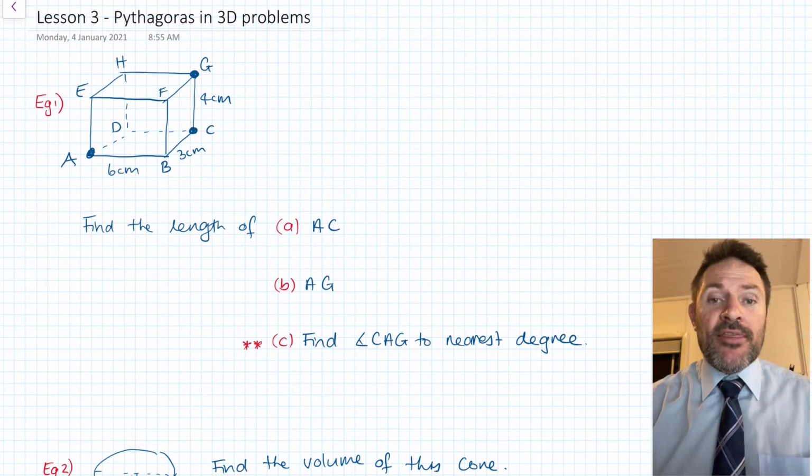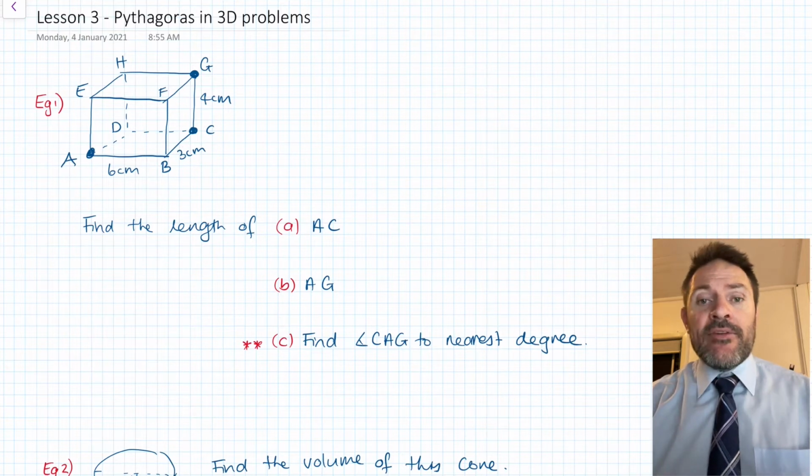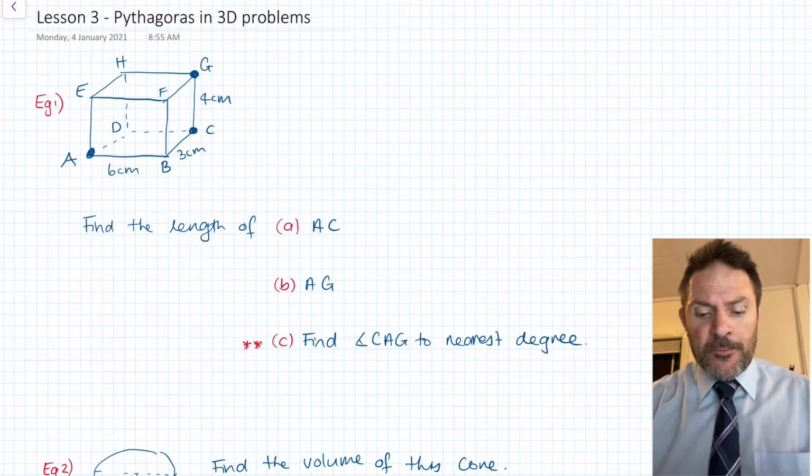Today we're looking at Pythagoras in 3D problems. For the most part, pretty straightforward. I might even hit a bit of a trick as well as we go through.